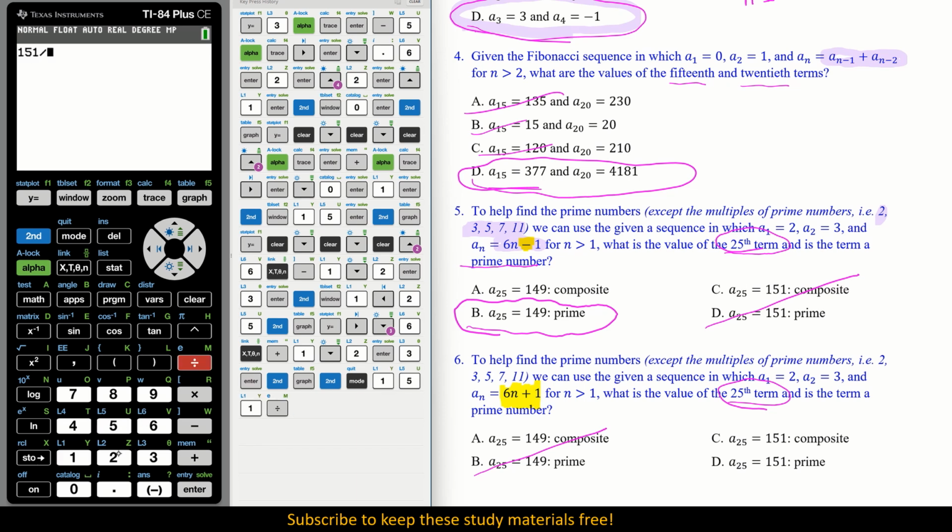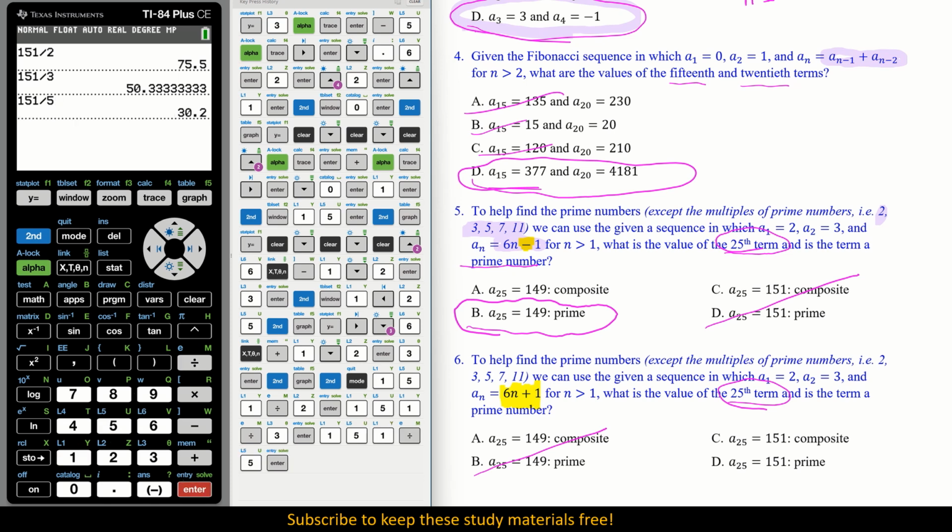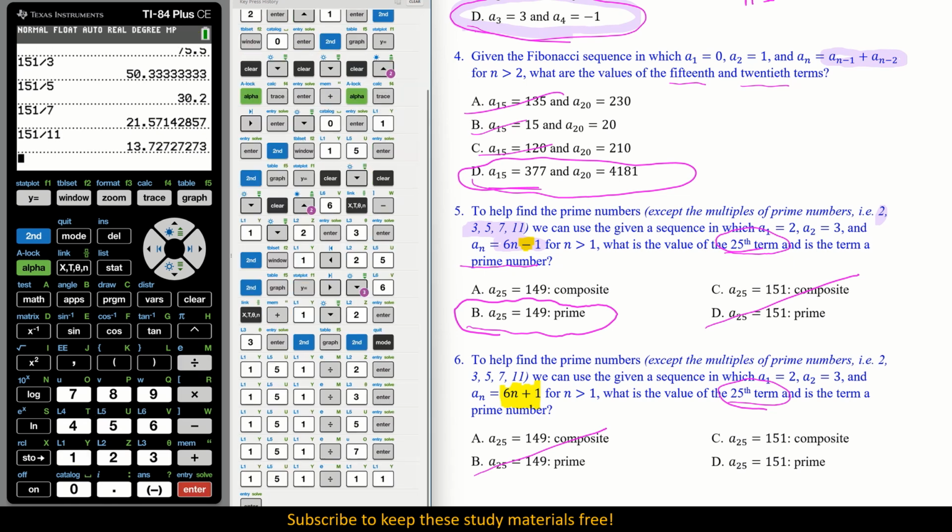Well, I know we can't divide that by 2. That's not going to work. 151 divided by 3. No. 151 divided by 5 is next. Nope. 151 divided by 7. No. After 7 is 11. Looks like it's actually prime. So option D. Okay, this is the last question in this particular video.